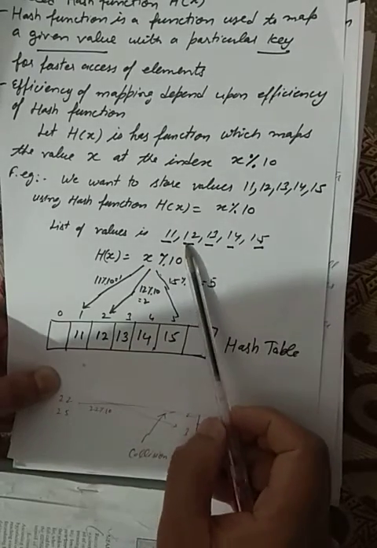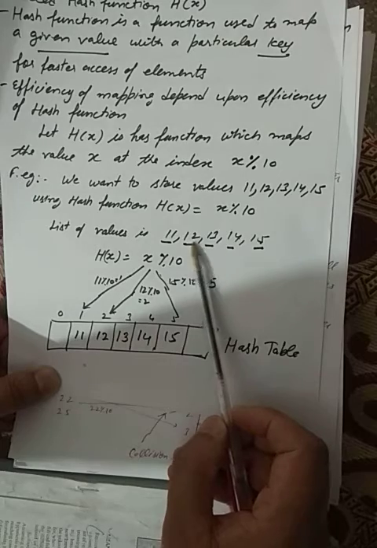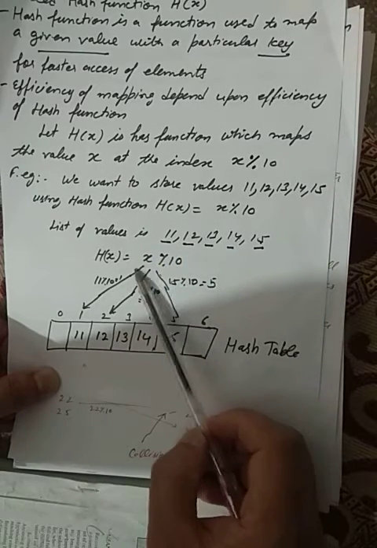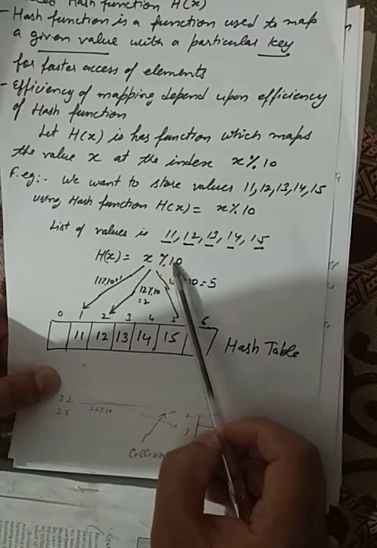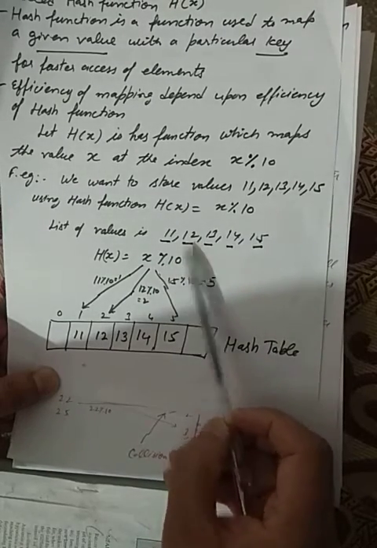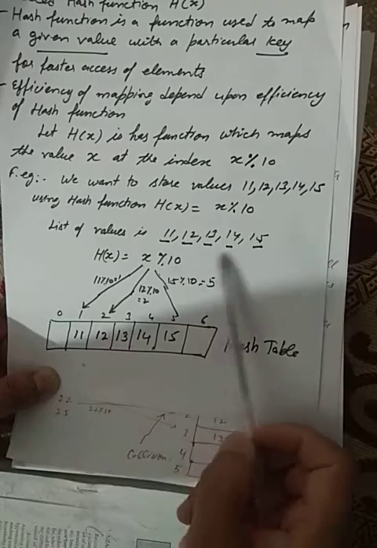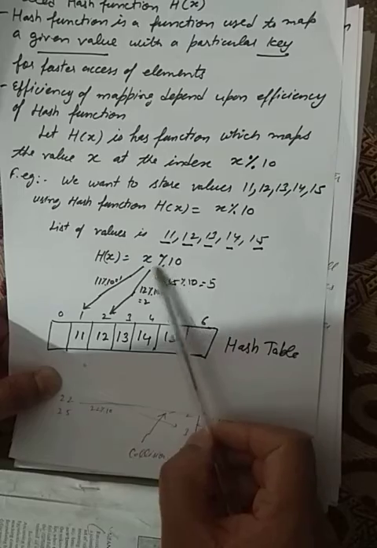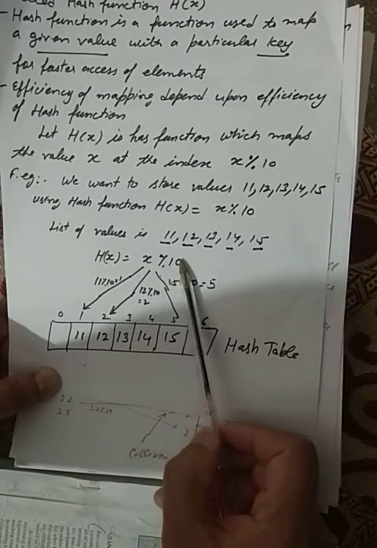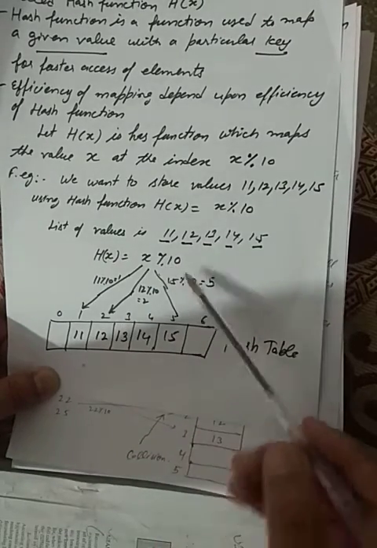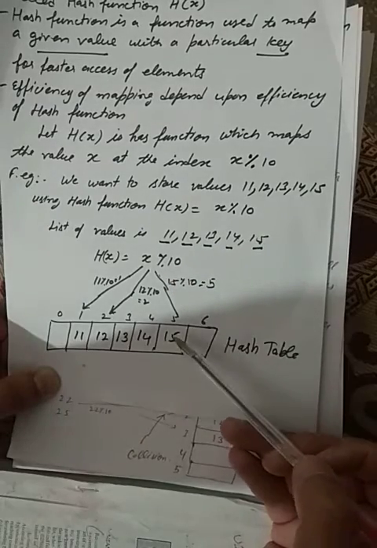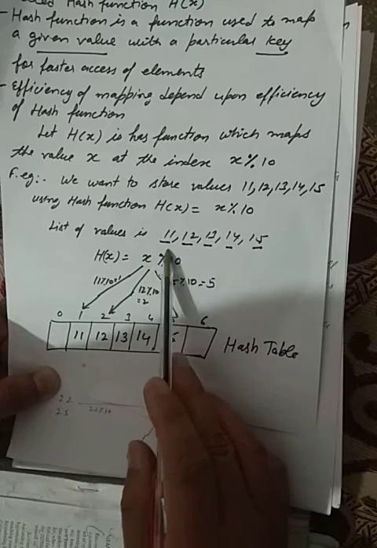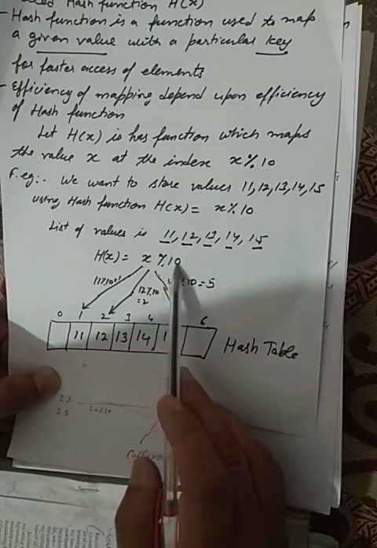Next we take the second value, that is 12. We will use it as x. So 12 modulo 10 gives the answer 2. It means the second value will be stored at the second location. Similarly, if I take 15, it will be 15 modulo 10, which gives the answer 5. So we will store that value 15 at the fifth location. In this way, the hash function tells us where to store the given value.